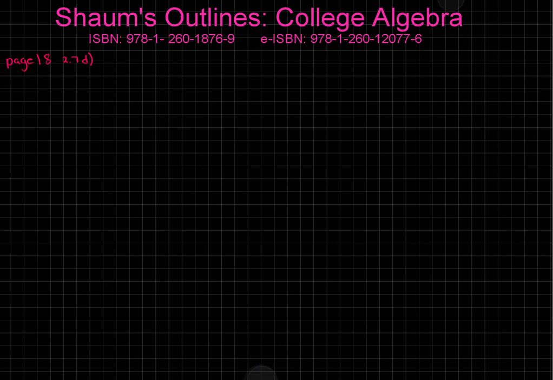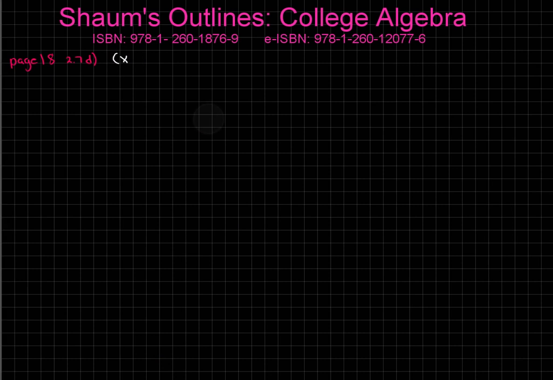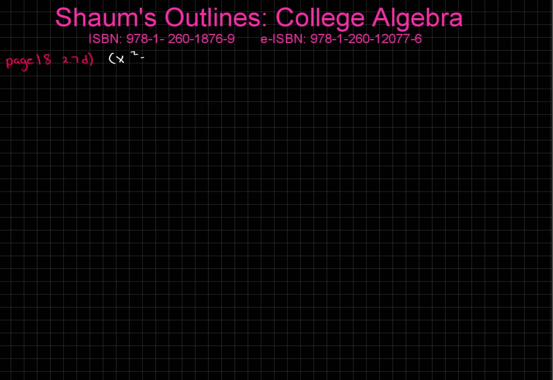Our expressions are x squared minus 3xy plus y squared multiplied by 4xy squared.